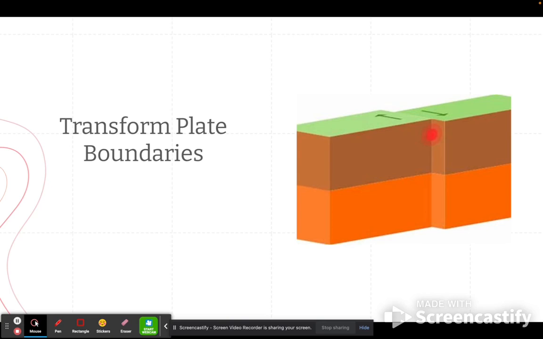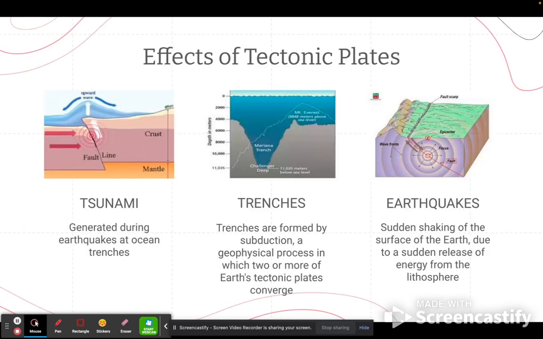As these plates move past one another, the plates interact and can create cracks or faults within the surrounding area. An example of this is the San Andreas Fault. The effects of plate tectonics.